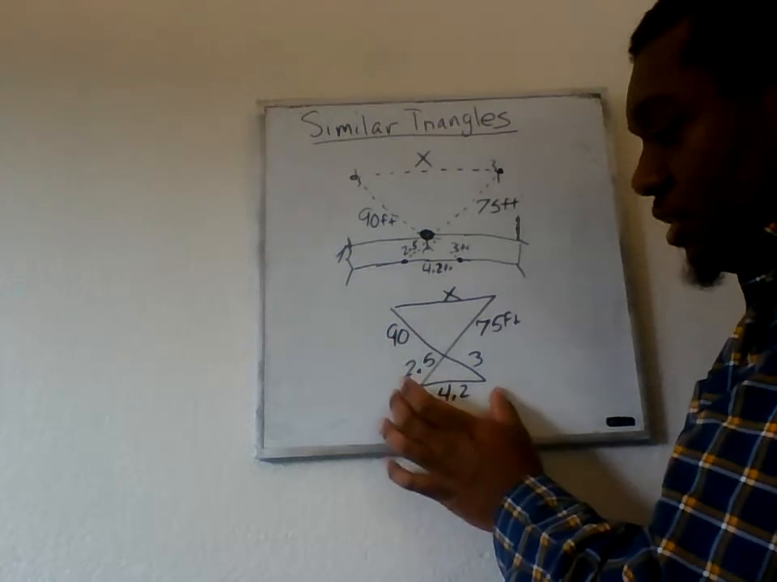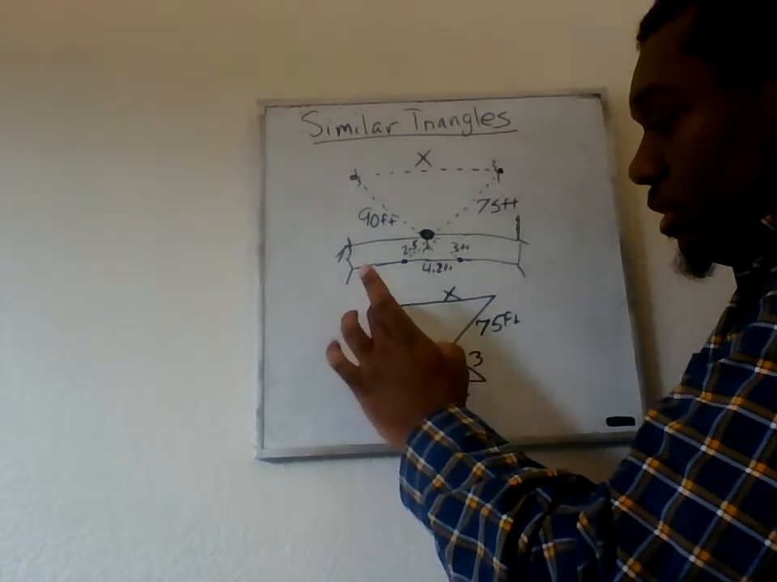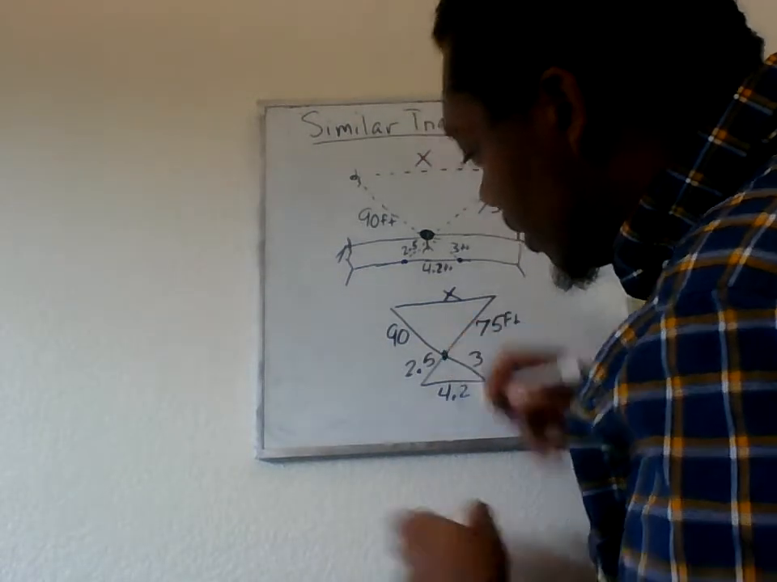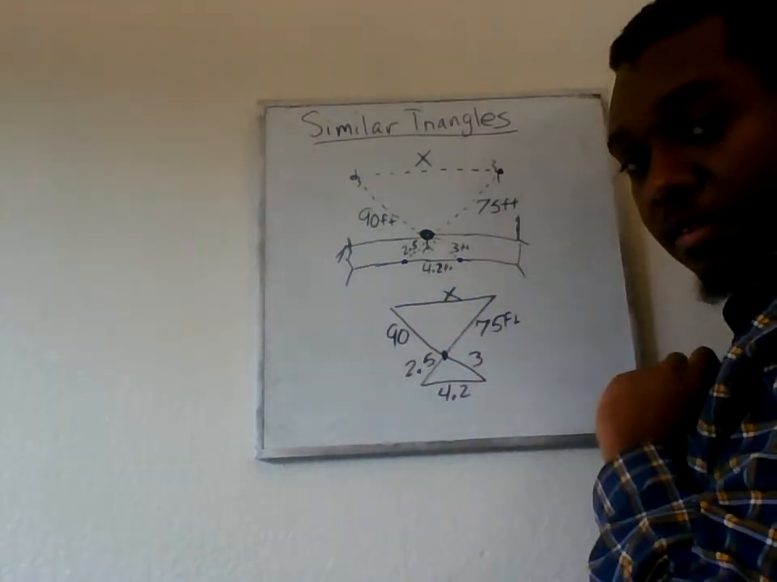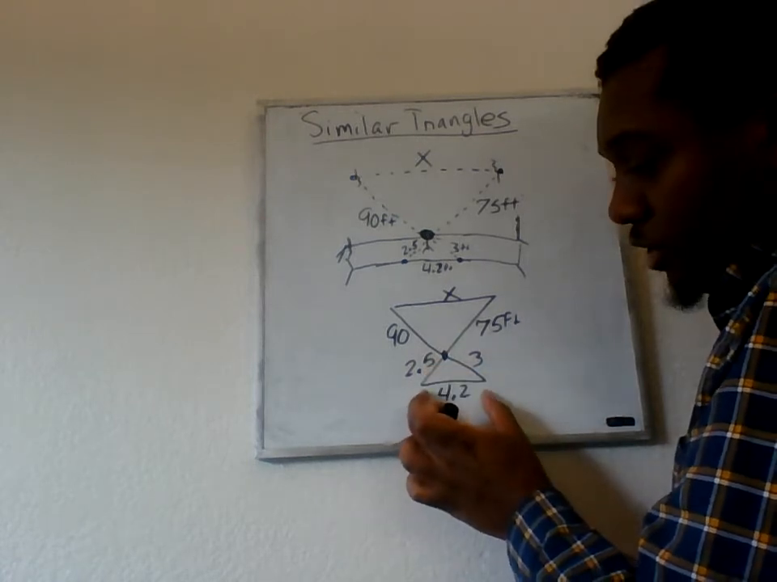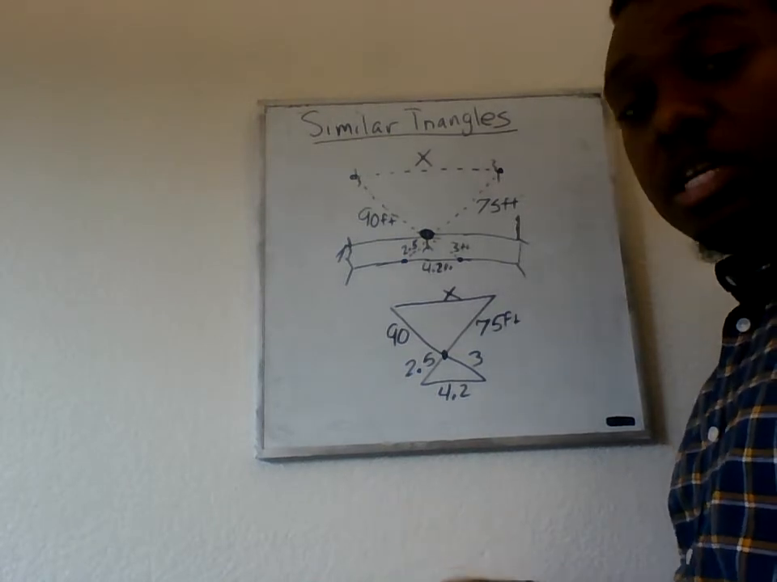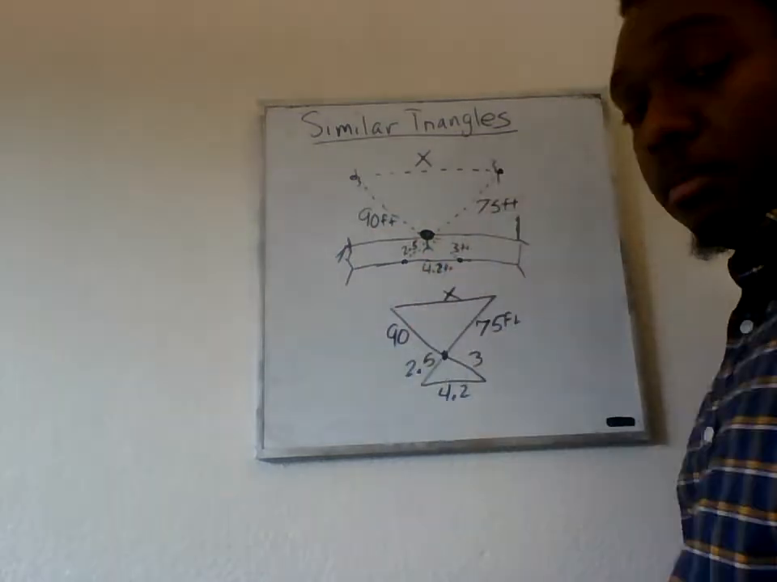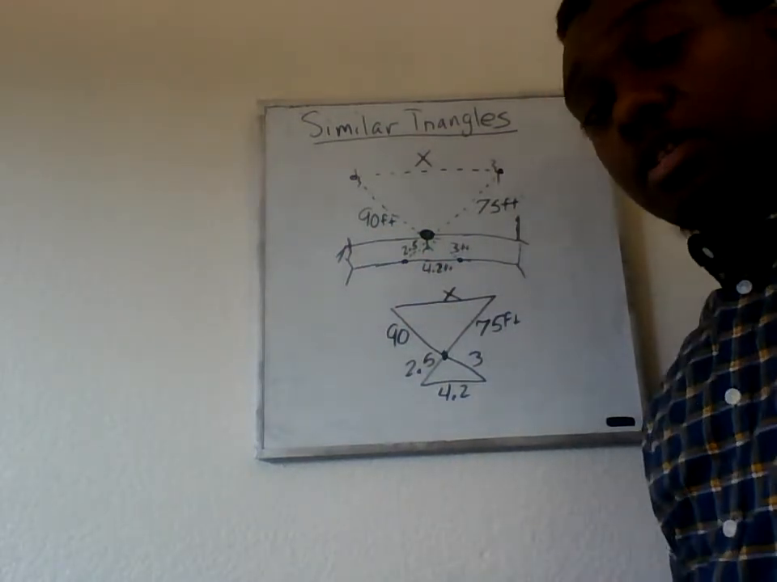So I redrew that here so that you can see it a little bit bigger. The distance from the point of intersection here is 90, and here is 75. From here to here is 3 feet. That's 4.2. That's 2.5 feet. And we're trying to find x because we need to know how far the canyon is from this point to this point. Well, we can use the fact that these two triangles are similar in order to find x.